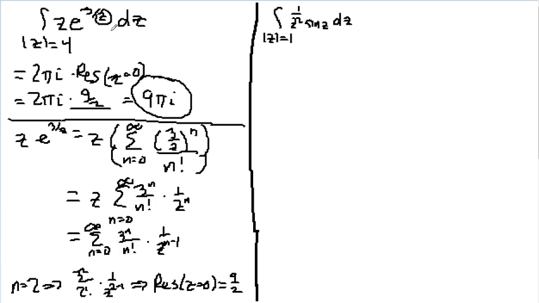So all that I need to do is figure out the series for the integrand. And once I do that, I just figure out what the coefficient on the negative 1 term is, and it's 9/2, so I just multiply that by 2 pi i and I'm done.